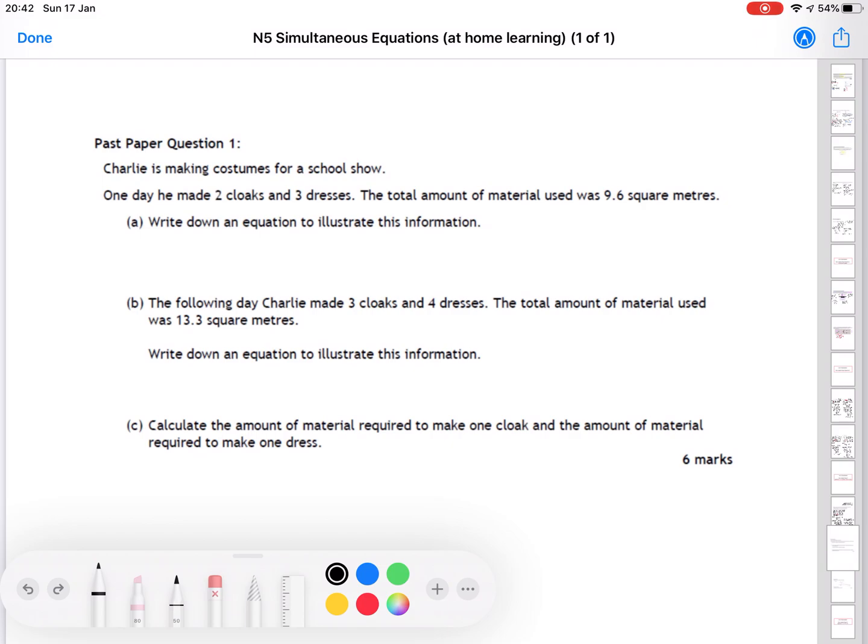Part B, we have the following day Charlie made 3 cloaks and 4 dresses. The total amount of material used was 13.3 square metres. Again, write down an equation to illustrate this information. And then part C, we have calculate the amount of material required to make 1 cloak and the amount of material required to make 1 dress. And this question is a total of 6 marks.